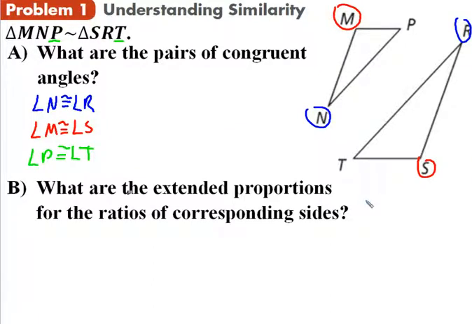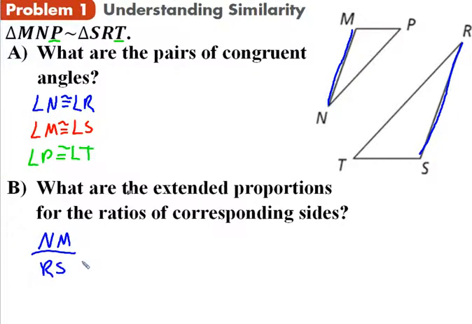Okay, in the same way, we can match up corresponding sides. B asks, what are the extended proportions for the ratios of corresponding sides? So let's get this stuff out of the way quick. We can start off with a set of corresponding sides, so for example, NM and RS. We can use that to make a ratio.